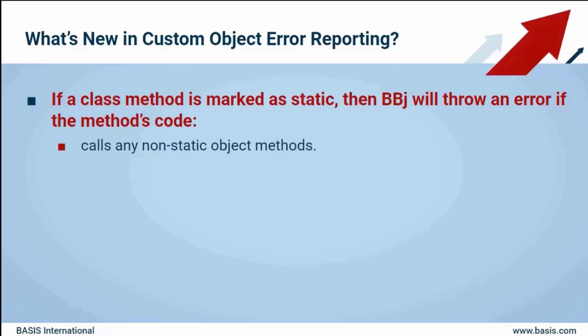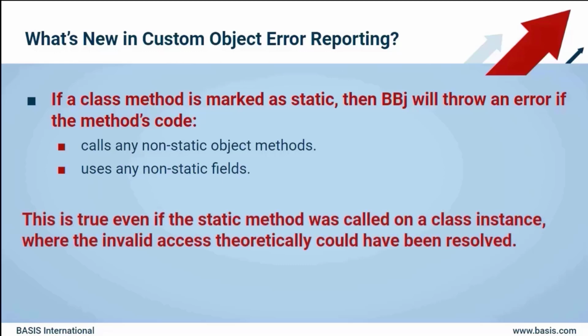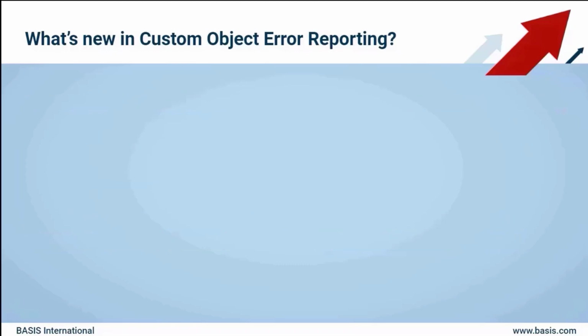So you cannot cross the boundary, and correctly now we enforce that, which says static methods don't get to call non-static attributes or methods, fields or methods. And this is true even if you call the static method on a class instance where the invalid access theoretically could have been resolved. It is now handled the same way Java handles the problem.